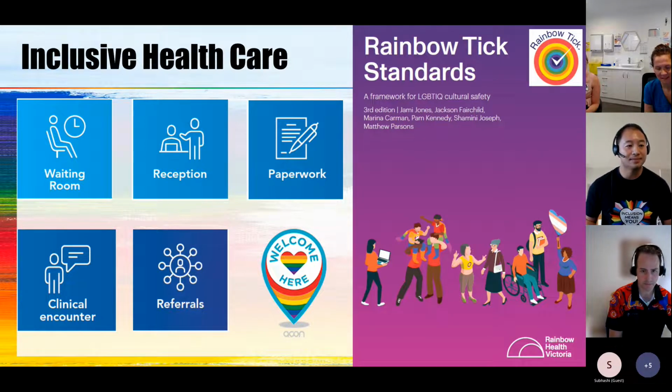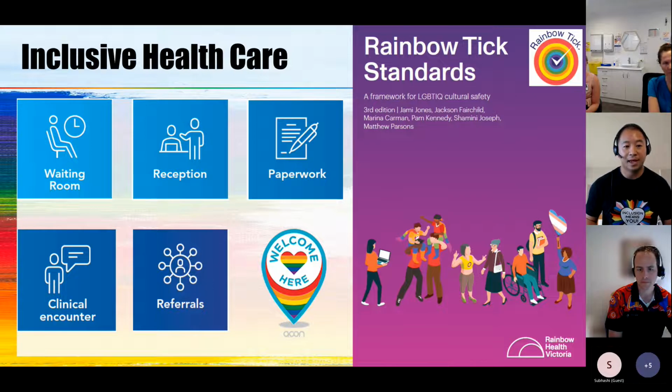So here are some suggestions. In the waiting room, for example, having appropriate signage can be helpful. For example, having rainbow hearts around, having a Welcome Here sticker as I showed before, or having unisex bathrooms so a person can feel comfortable going to whichever bathroom they want to go into. These can be really simple things you can do. In the reception area, having friendly staff to make the patient feel welcome can be a very simple first step.